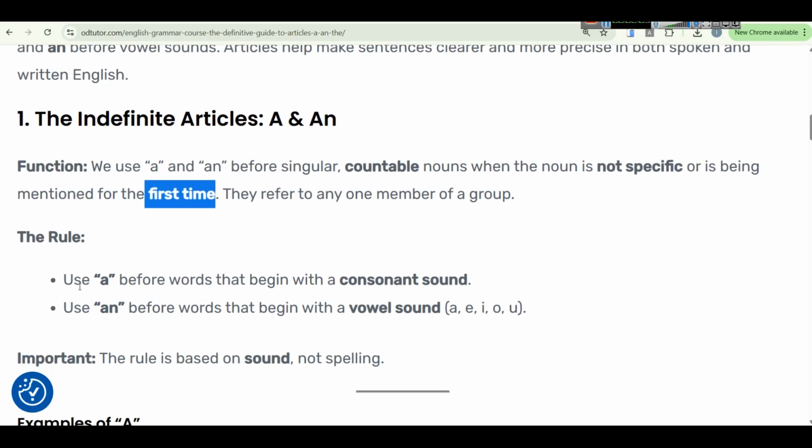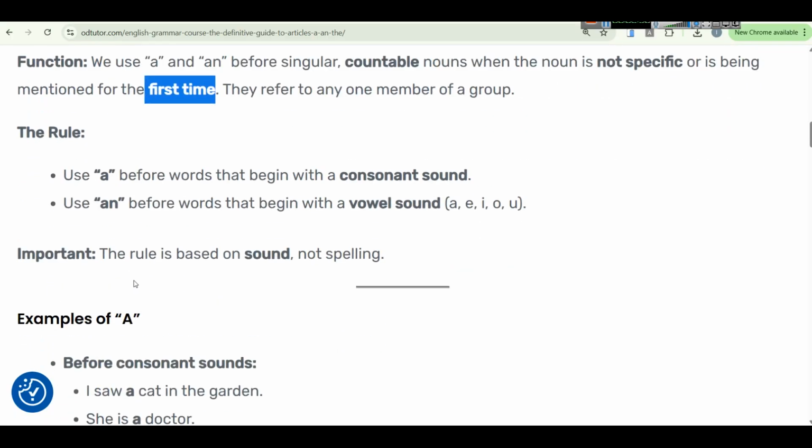The rule is: use a before words that begin with a consonant sound and use an before words that begin with a vowel sound, not alphabets but sound, like A, E, I, O, U. So we will use an. For example, an apple, an aeroplane. Important: the rule is based on sound and not spelling.